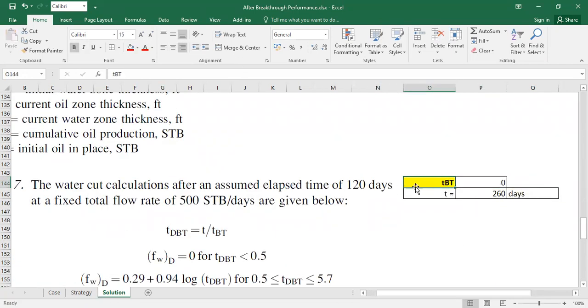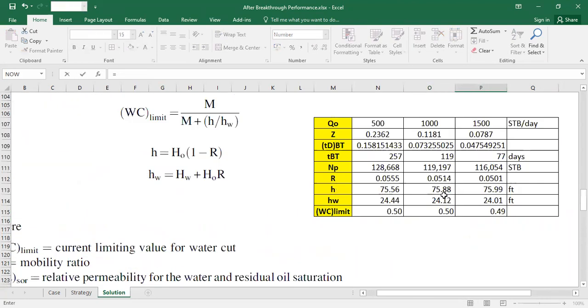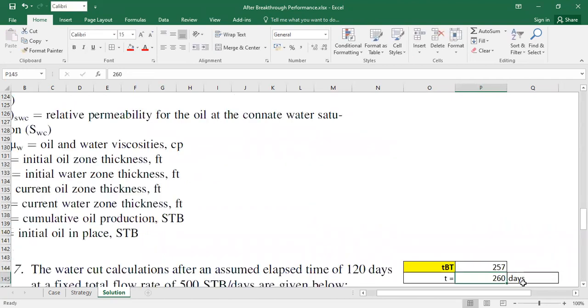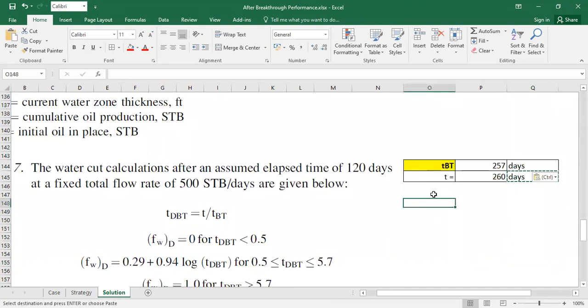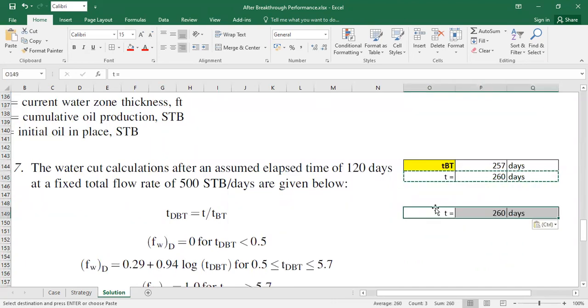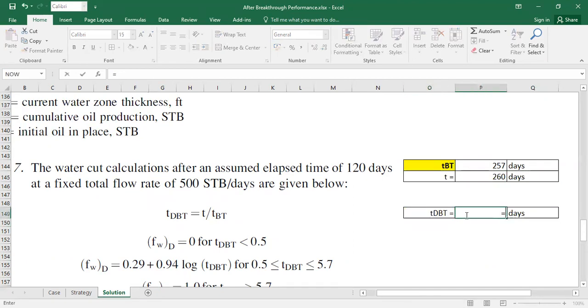Days. Okay. So we can calculate TDBT, T divided by TBT.